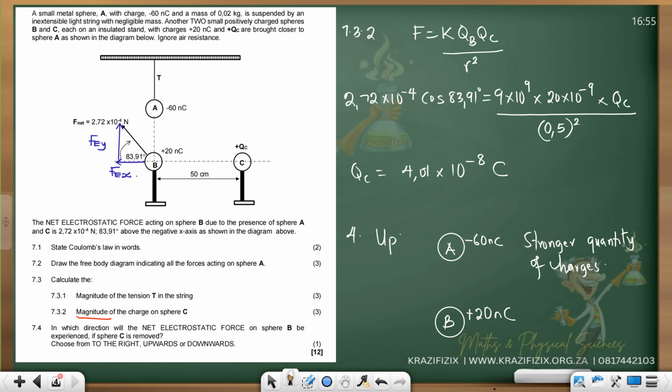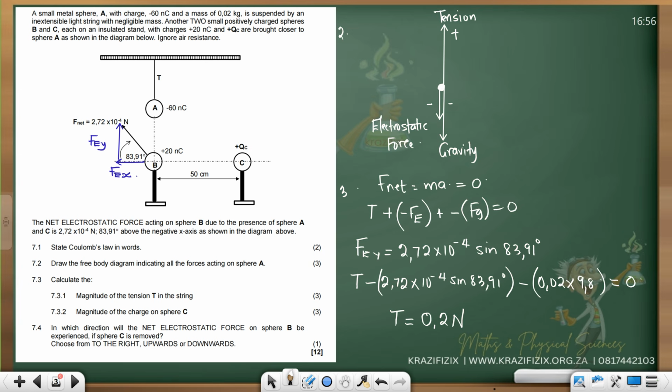Guys, are we okay with this electrostatics that we did so far? Let me know. Let's take questions quickly. So, no matter the question you are doing, don't work with inclined forces, work with vertical and horizontal forces.